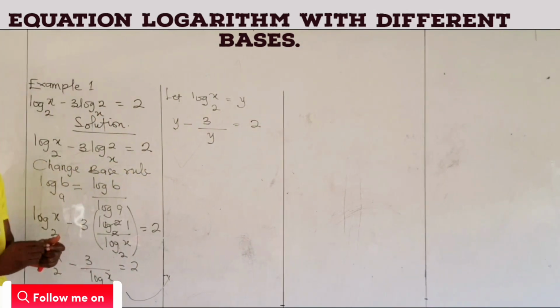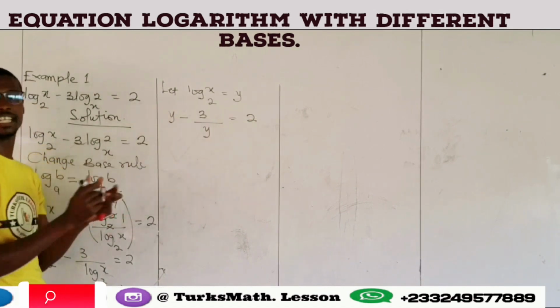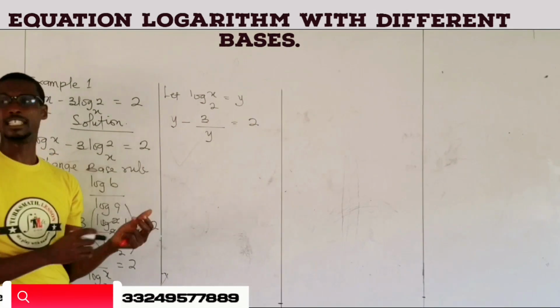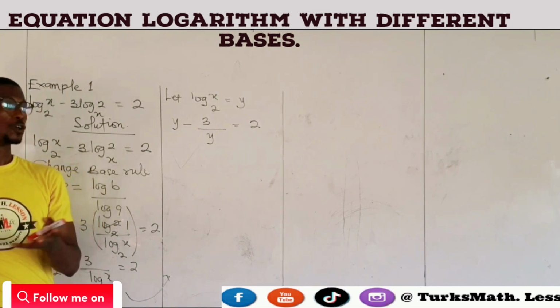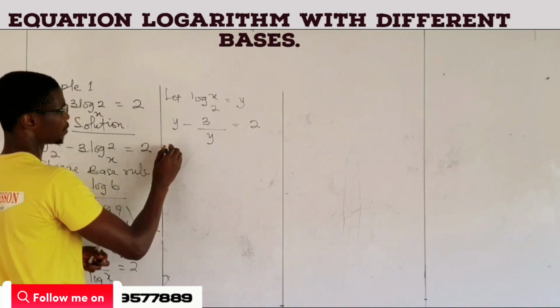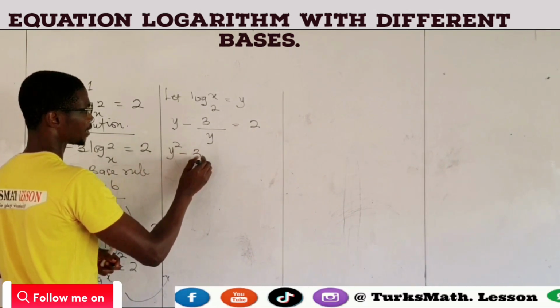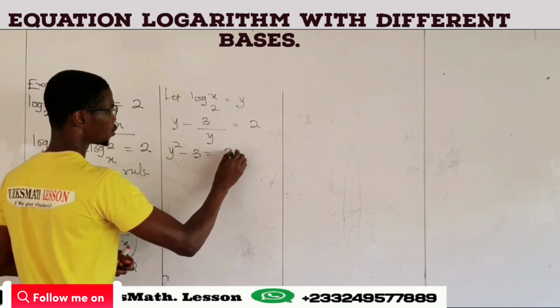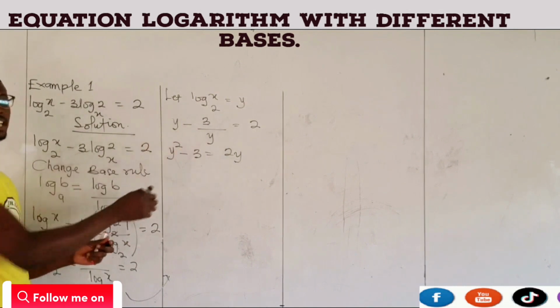Now we need to make this equation linear. Now how do you make this equation linear? You multiply through by y. So this one will be like y squared minus 3 equals 2y. Very good. So what are we having? Quadratic equation.